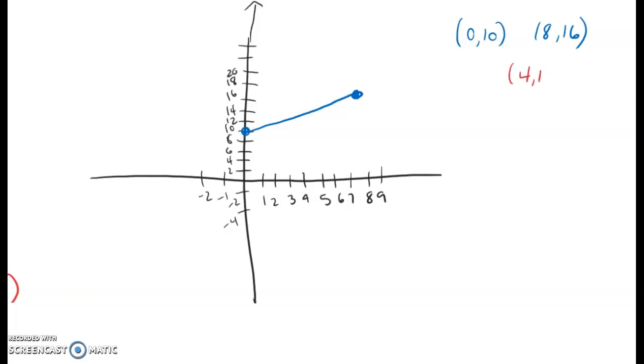And then I will just check. I came up with the midpoint of (4, 13). Does that look to be about right? Now, I'm not using graph paper, so it's not necessarily very accurate, but I can get an idea. (4, 13) would fall about here, which is in the center of my line. So that's how you would do this type of problem: finding the distance between 2 points, finding the midpoint, and being able to graph those 2 points.